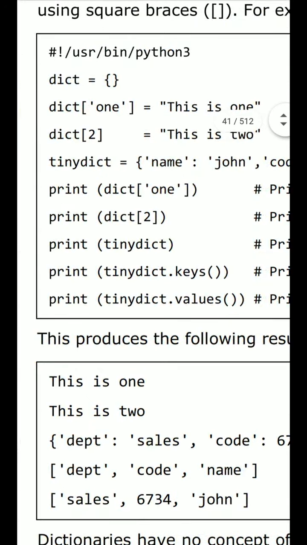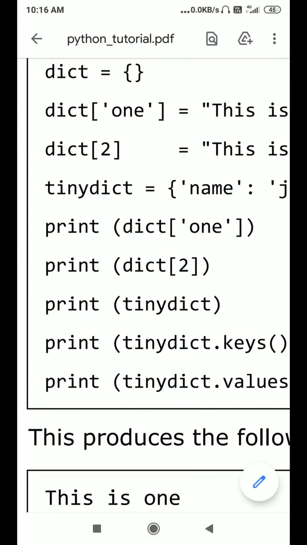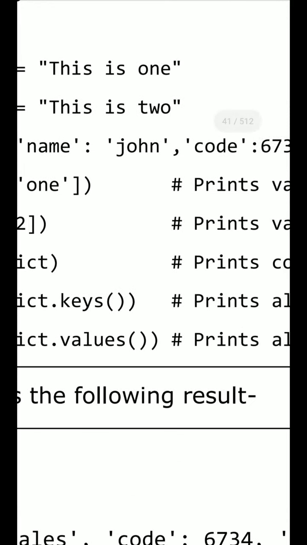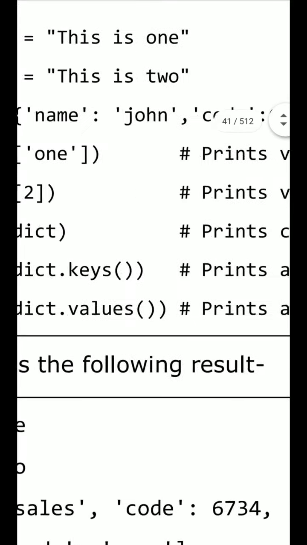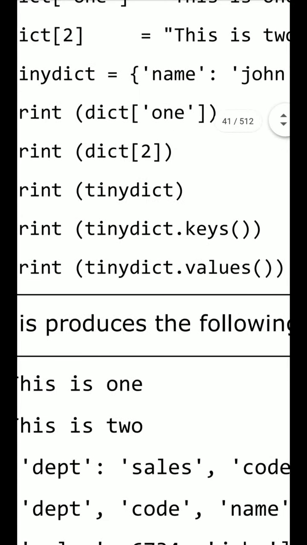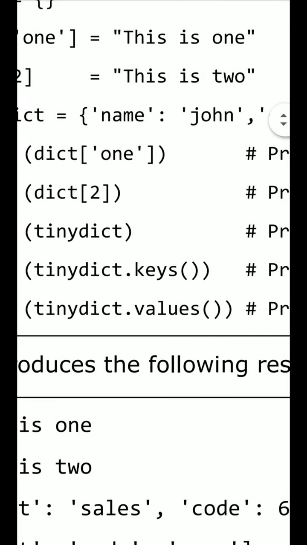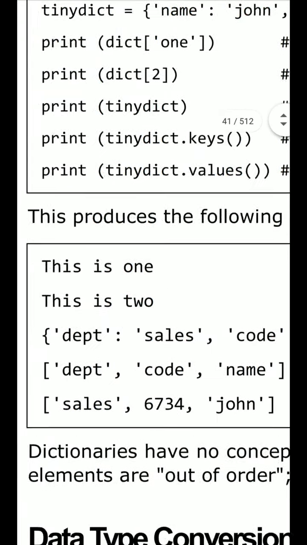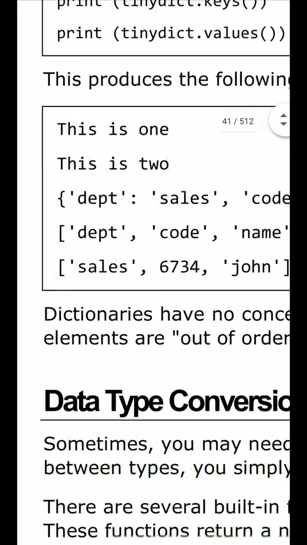And next I am printing all the dictionaries one by one. First I am printing the dictionary of 1, and next the dictionary of 2. Next I am printing the tiny dictionary, and next I am displaying the keys. What are keys? Name is one key, and next code is a key, department is a key. And in the next print statement I am printing the values of the corresponding keys. That means print of tiny dictionary dot values displays the corresponding values of the keys. So this is the output of the above.